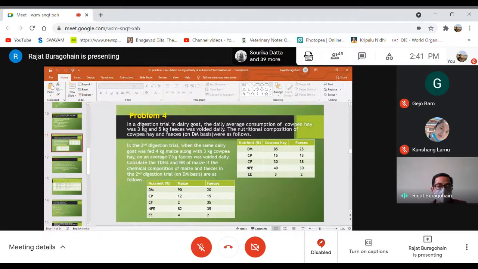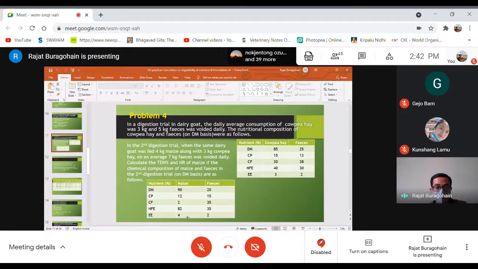Okay. And in the second digestion trial, when the same dairy goat was fed 4 kg maize along with 3 kg cowpea hay, it means along with 3 kg cowpea hay, 4 kg maize was fed and 7 kg feces was voided daily. On an average, 7 kg feces was voided daily. Now, what you have to calculate? You have to calculate the TDN percentage and nutritive ratio of maize if the chemical composition of maize and feces in the second digestion trial on dry matter basis are as follows.